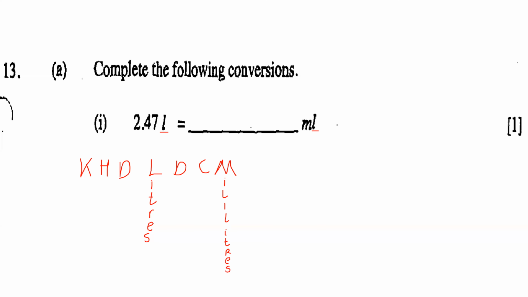All right, so we have 2.47 liters is equal to blank milliliters. So the idea is that we're moving from liters to milliliters. So let's move how much? Again, we're moving from liters to milliliters.